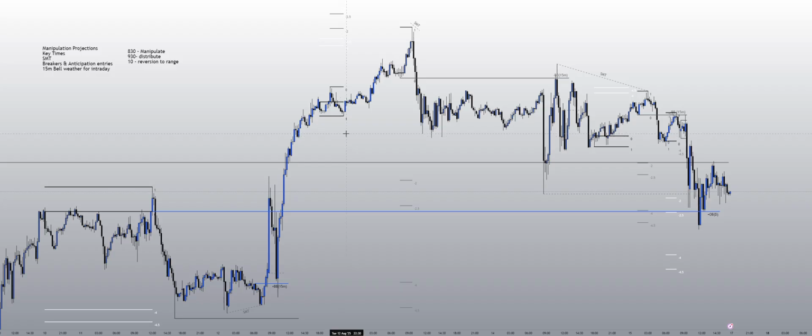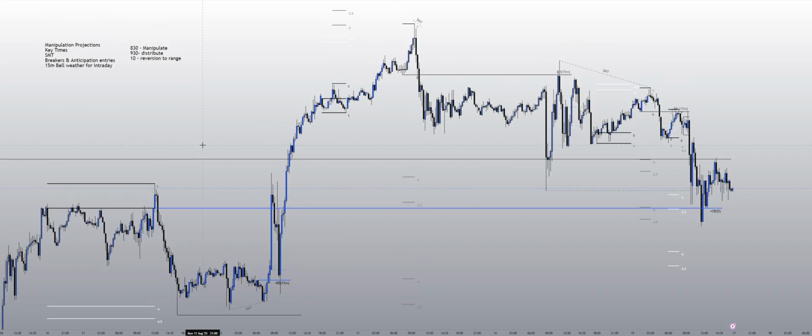Now, earlier I mentioned key times. Pretty much what I'm looking for is 8:30 manipulation, 9:30 distribution, 10 o'clock reversal, or reversion to the mean. If 8:30 doesn't manipulate, I look for 9:30 to do it, and everything just gets pushed back an extra hour. But let's get into it.